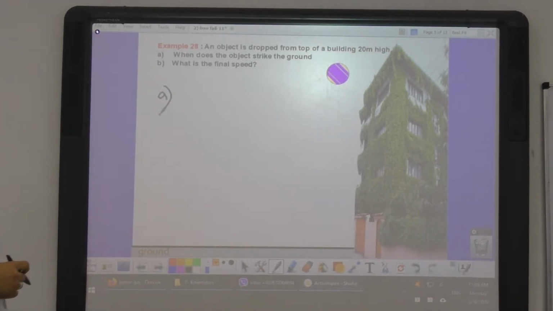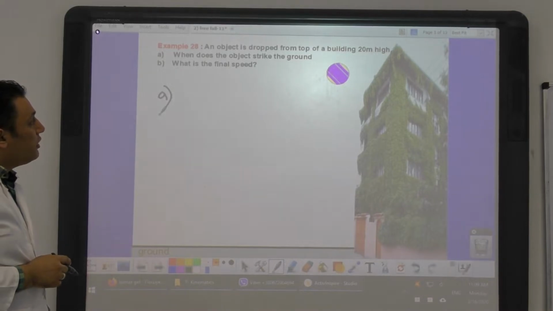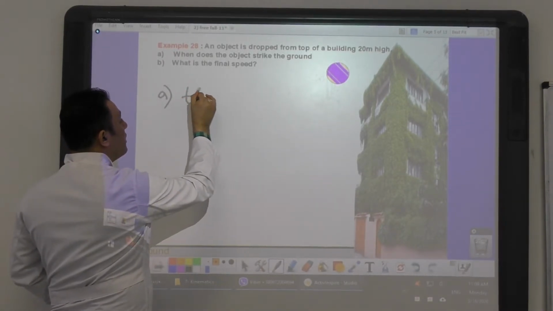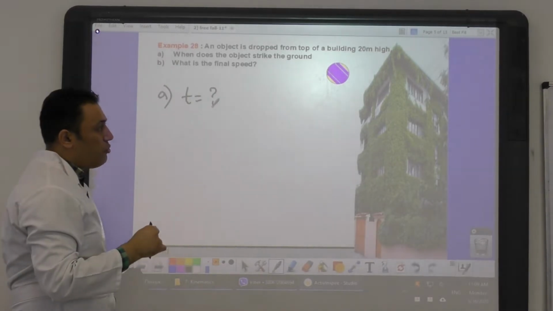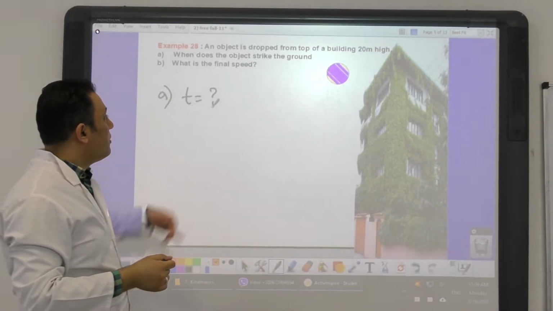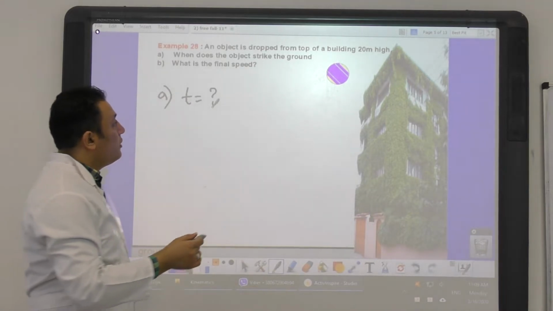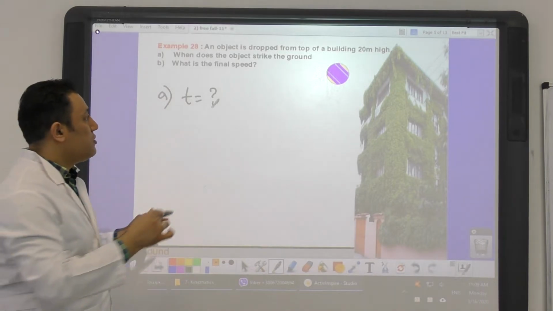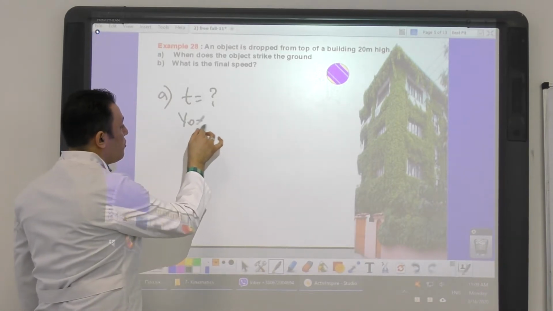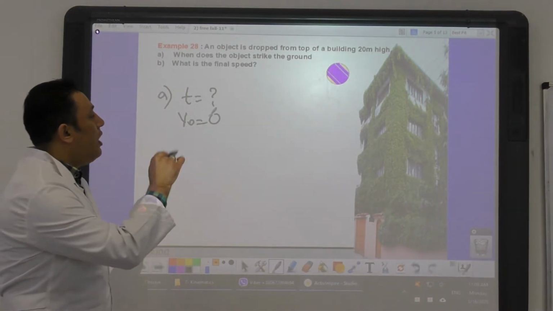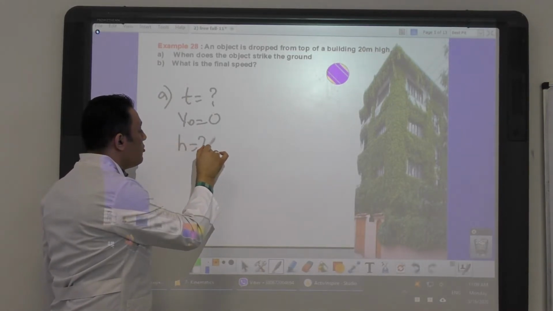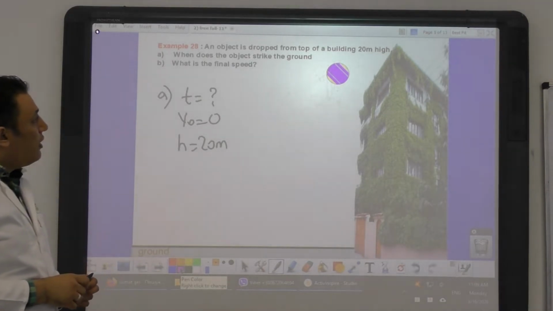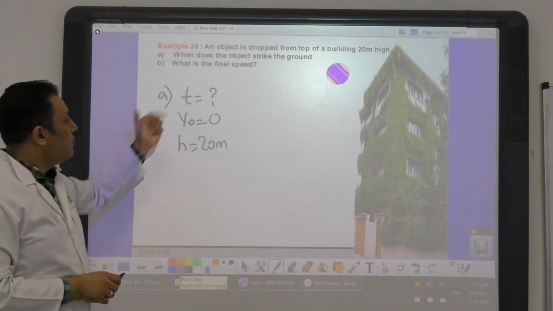And when does the object reach the ground? I need to calculate the amount of time the object spends in the air to be able to reach the ground. So, what are the knowns? I know that the object is dropped, so the initial velocity will be equal to 0. I know how high the object is dropped, and I should be calculating t.